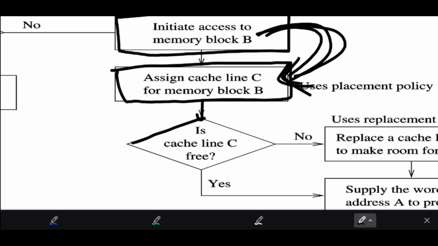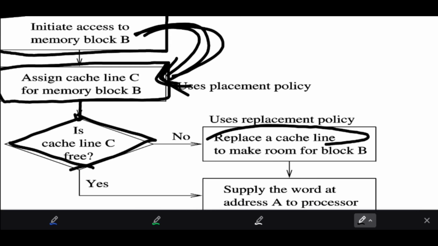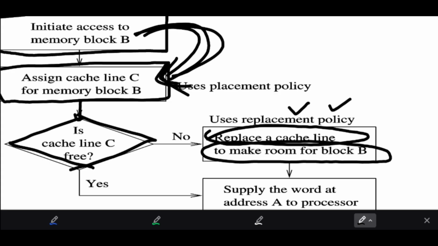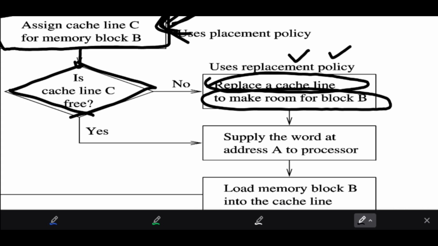Then first we check whether our cache is empty or full. If the cache is full, then a replacement algorithm works. Replace a cache line. How can we replace the cache line? We use replacement policies to replace the data in the cache block. If the cache is not full, then we are storing the word.